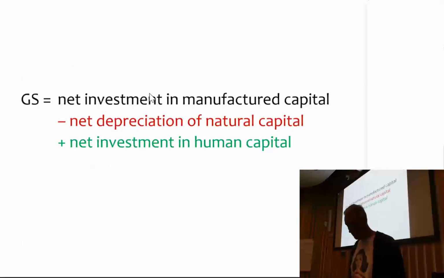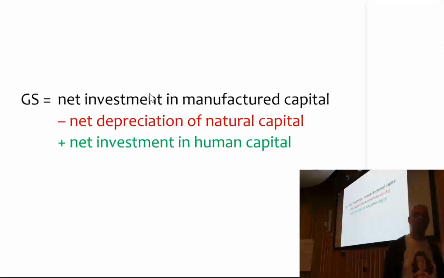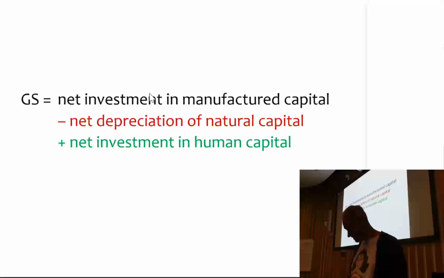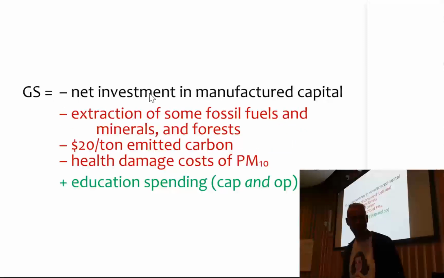So that is the theory. Net investment in manufactured capital minus net depreciation of natural capital plus net investment in human capital. Note that they assume that human capital necessarily grows, right? That's necessarily positive. Same for physical capital. But the environment is always deteriorating according to this. But that is the theory. In practice, this is what they do.